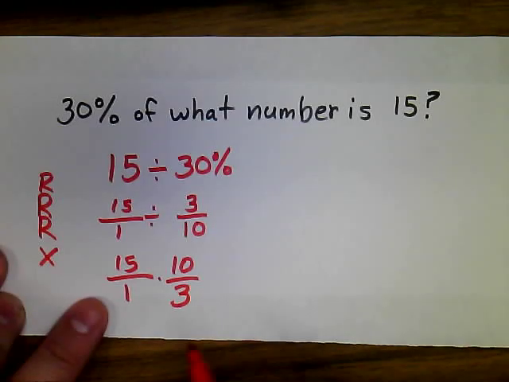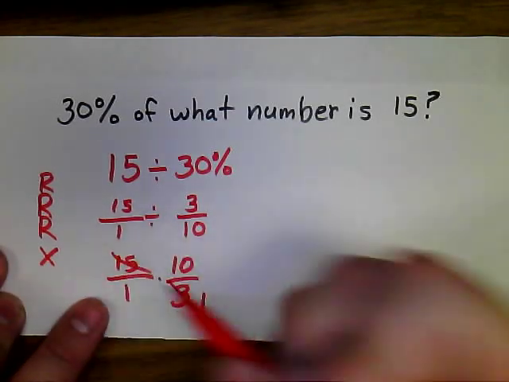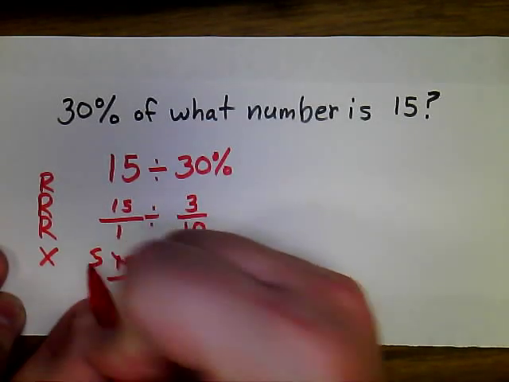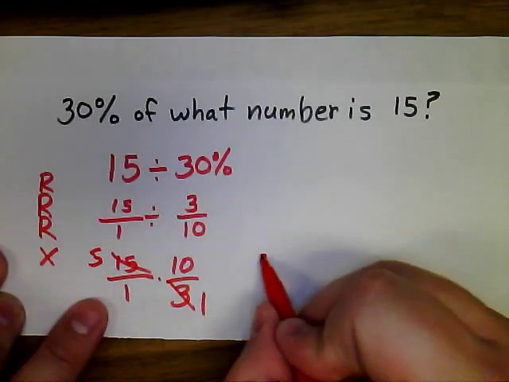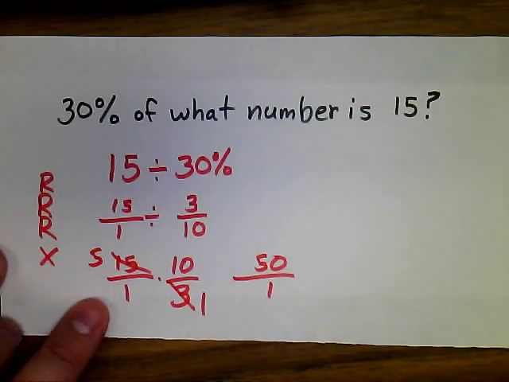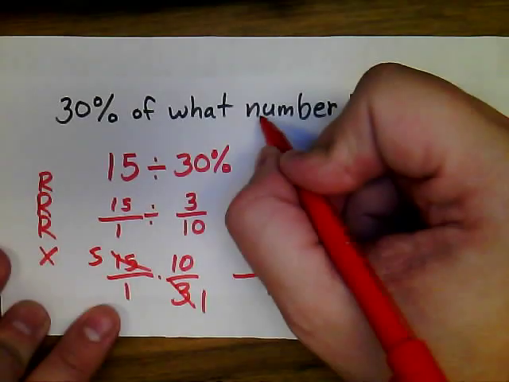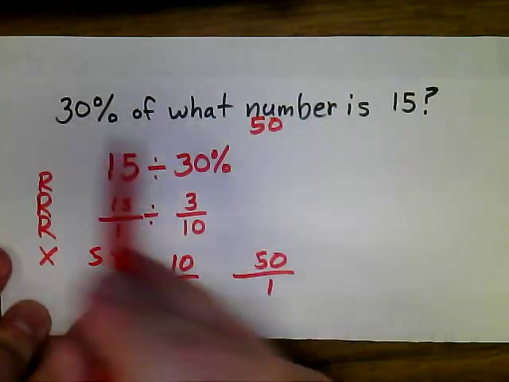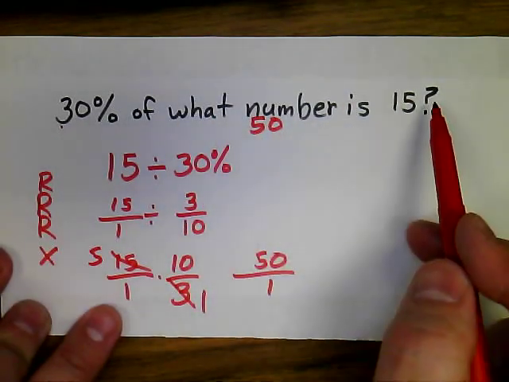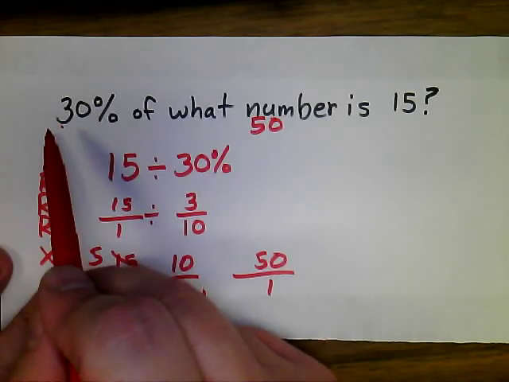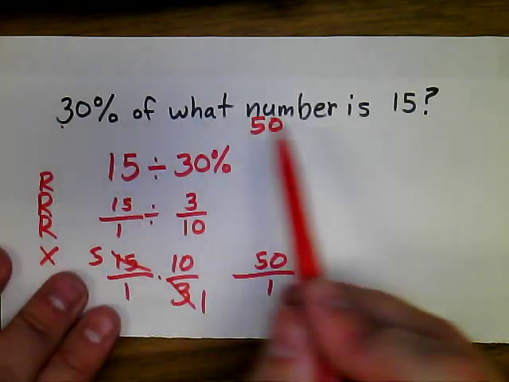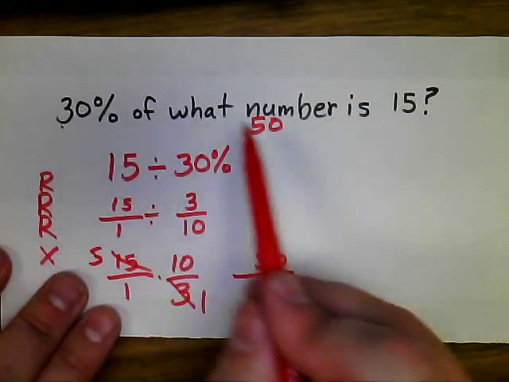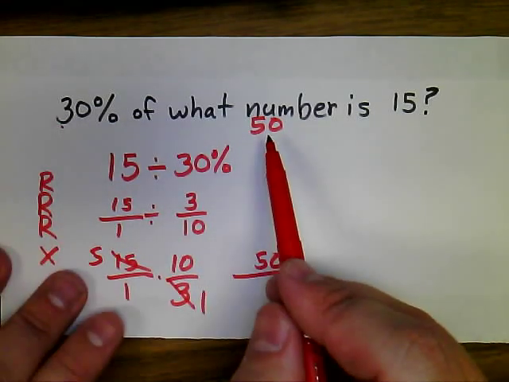Then I'm going to go ahead and cancel out my 3 and my 15. And 5 times 10 is 50. 1 times 1 is 1. My correct answer here is 50. And if you want to double check, 30% of 50 is 15. I know that because of my mental math. 10% of 50 is 5. 30% will be 15. So I know that that answer is a correct answer.